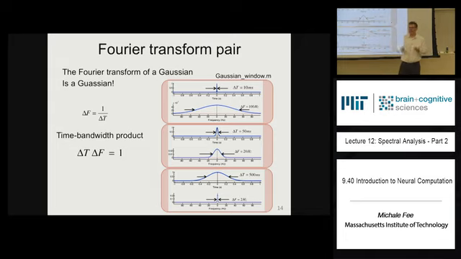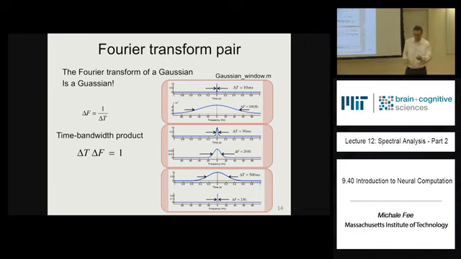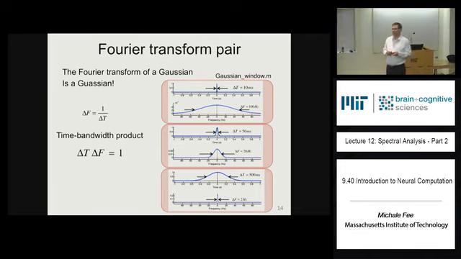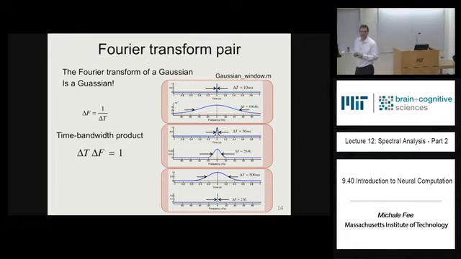Okay, so a train of delta functions has a Fourier transform that's just a train of delta functions. And 1 over spacing in the time domain is just equal to 1 over the spacing in the frequency domain. Okay, so that's another Fourier transform pair that you should remember. All right?